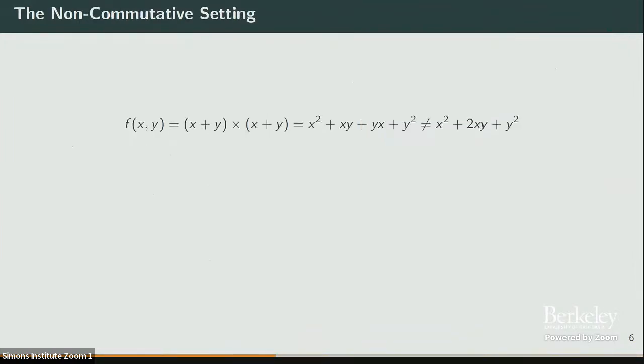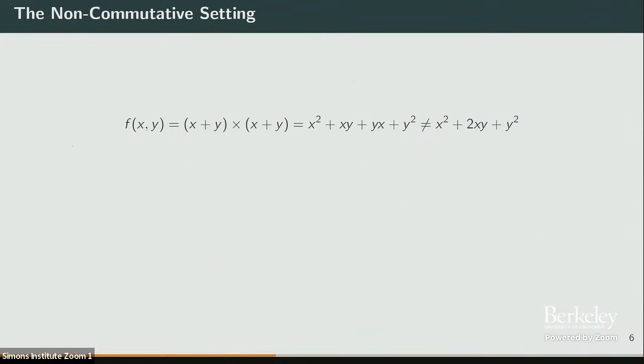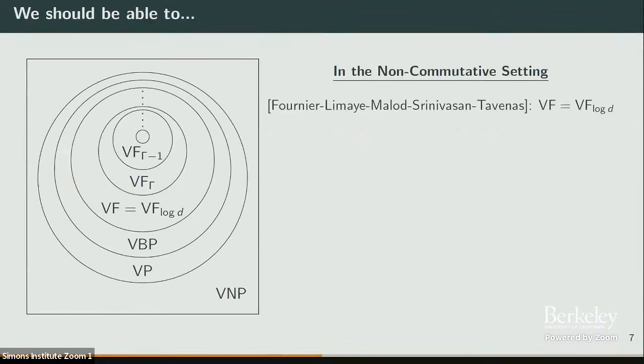Okay. So as the title slide says, the focus of this talk is going to be on a restricted setting, which is the non-commutative setting. What is the non-commutative setting? Here, the multiplication gates respect order. Non-commutative circuits are essentially the same as commutative circuits, except that multiplication gates now respect the order. And the question is, can we do something better in this setting as compared to the commutative setting?